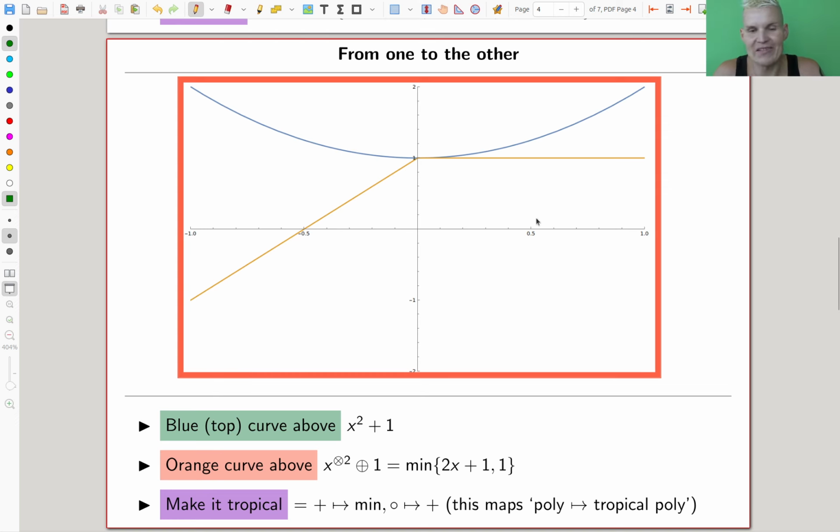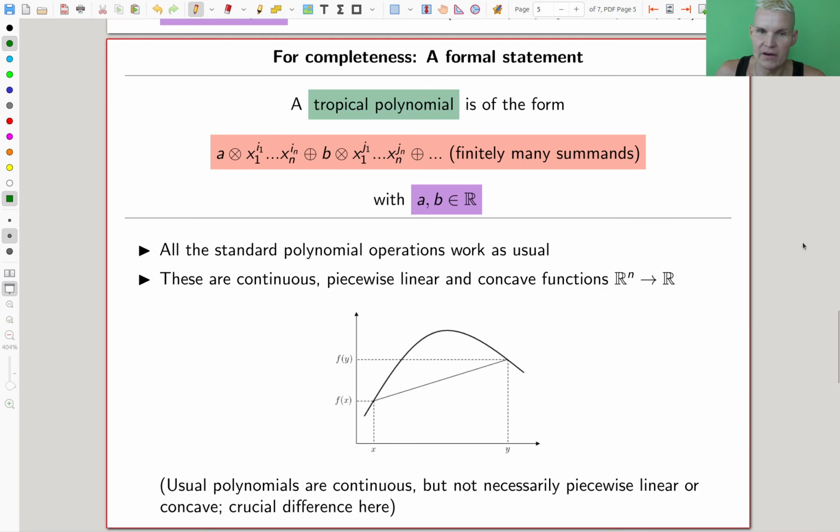And tropical is really just replacing, really simple, plus by min, and multiplication, which I just wrote here as a circ, because otherwise it's not easy to see that. But anyway, multiplication by addition, and it maps polynomials to tropical polynomials. And maybe now you can see how you could, in principle at least, and up to a certain degree, map algebraic geometry to tropical geometry by just replacing the corresponding operations.